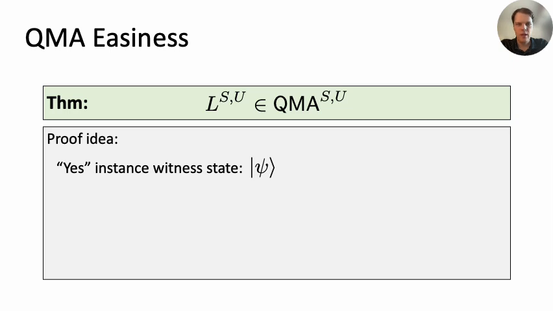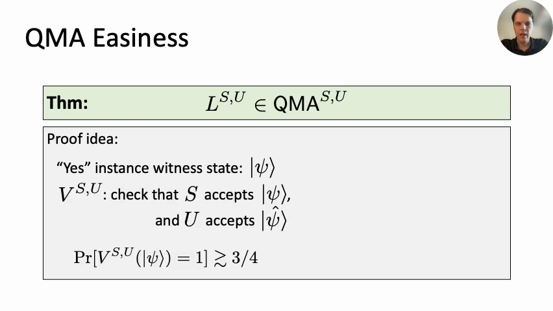The idea is as follows. For a yes instance, our witness state is just going to be psi. And here's our verifier. First, it checks that S accepts psi, which for the valid witness state will happen with probability 1. Then it computes psi hat by taking the Q of t, and checks that U accepts psi hat. Now here, because we chose U such that 3/4 of the mass of psi hat is in U, the overall verifier will actually accept with probability roughly 3/4.